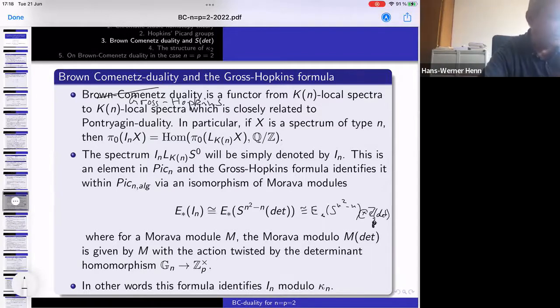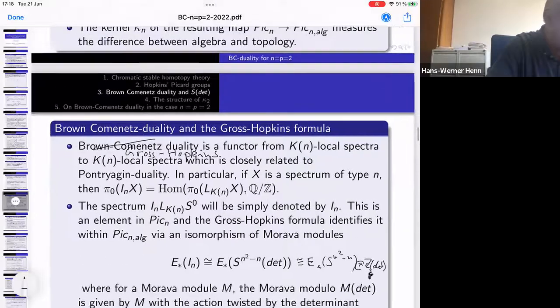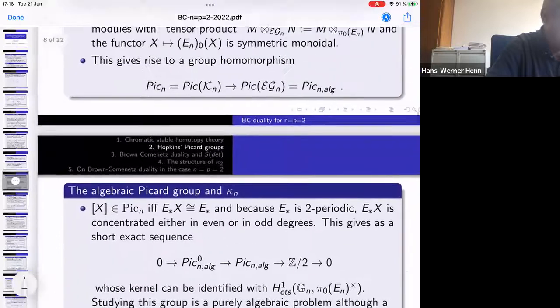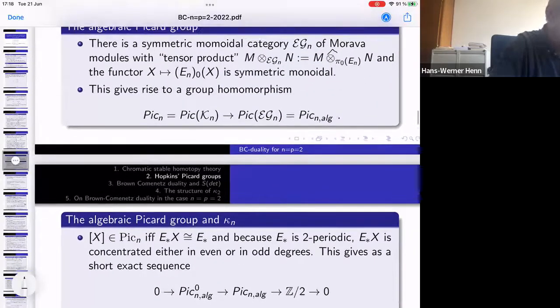Into Morava module. So I realized, in fact, I do have to go back to the last slide because, well, I could actually go to this slide. The kernel of this homomorphism is denoted kappa n.